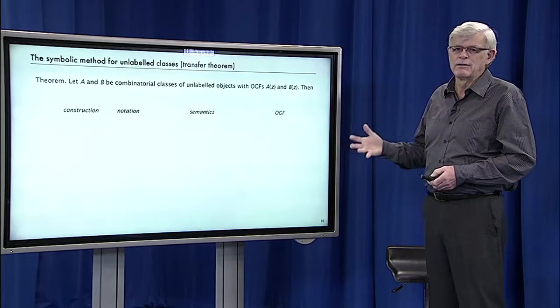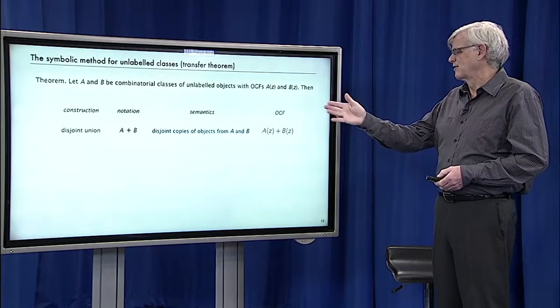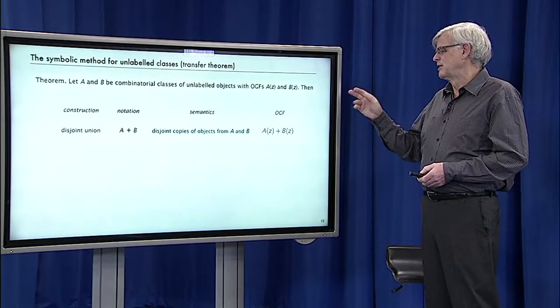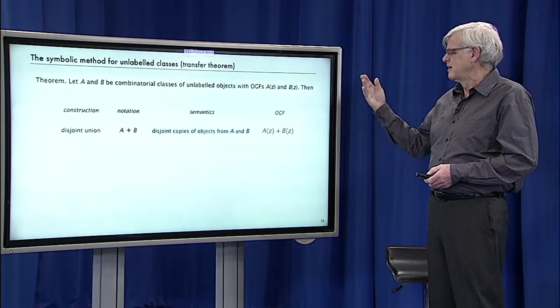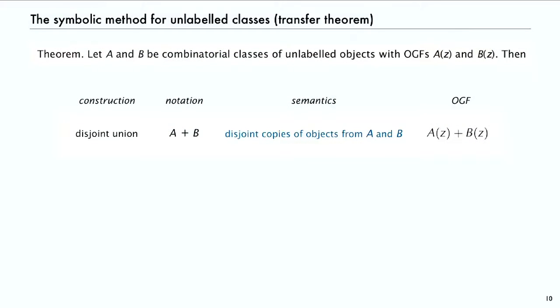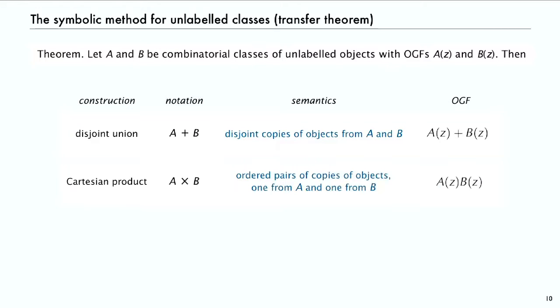And for simple unlabeled classes, they're quite simple. So for example, for disjoint union, if we take disjoint copies of objects from A and B, and we form the disjoint union, the OGF for that class is the sum of the OGFs of the 2 classes that were operands. For Cartesian product, it's the product. We'll do a proof of this in just a second. And for sequence, it's 1 over 1 minus. So whatever construction we make, we can translate that to an operation on the generating function. So anything that we can construct, we have a generating function for.